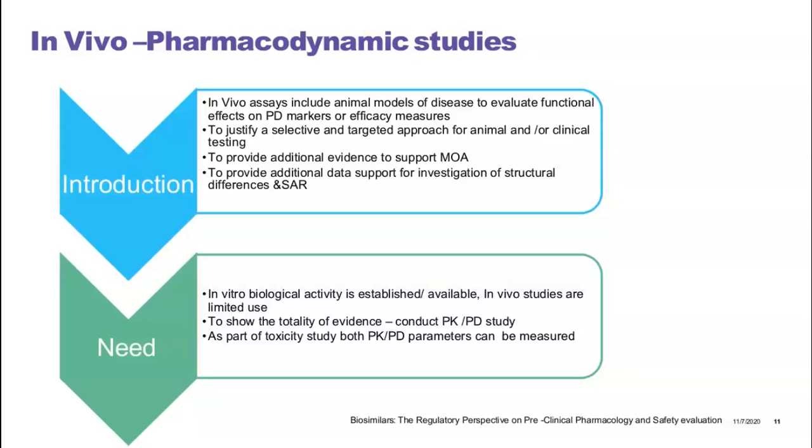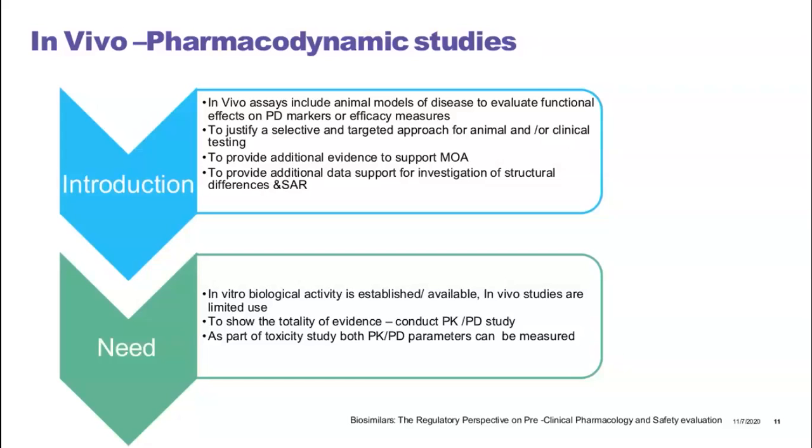So pharmaceutical companies go with the in vivo pharmacodynamics. Why? To take the comfort factor. They want to include this to substantiate the studies they have done in vitro to show the functional similarity and biosimilarity. In case of in vivo assays, these include the animal models of the disease to evaluate the functional effects on the PD markers or efficacy measures.